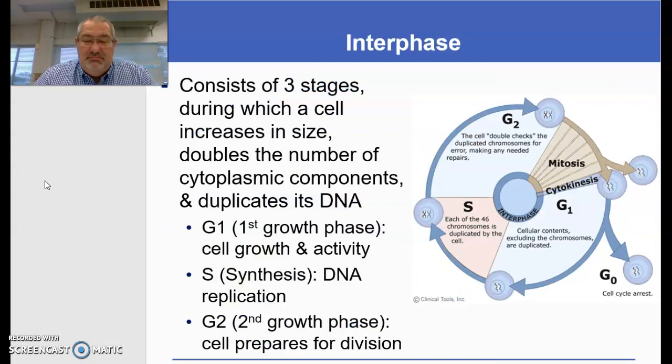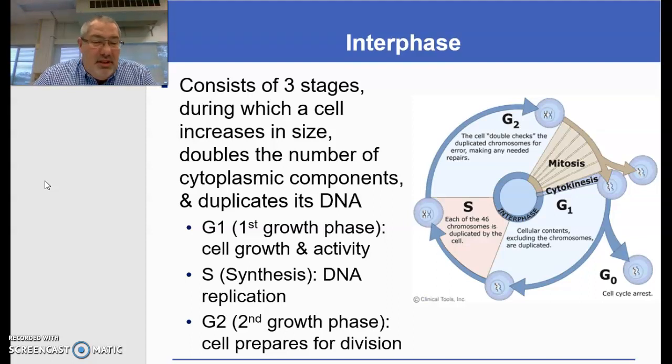G1, S, and G2. G1 refers to growth phase 1, when the cell duplicates its organelles and also cytoplasm, and gets a little bit bigger. The S, or synthesis, portion of interphase is when each chromosome makes a duplicate copy of itself. That is referred to as DNA replication. Very important: each chromosome makes a copy, and those copies are then called sister chromatids.